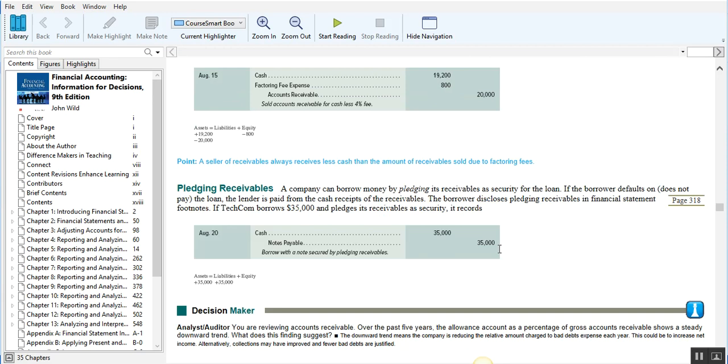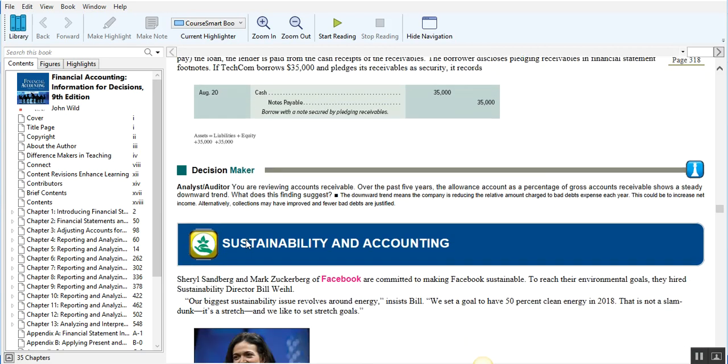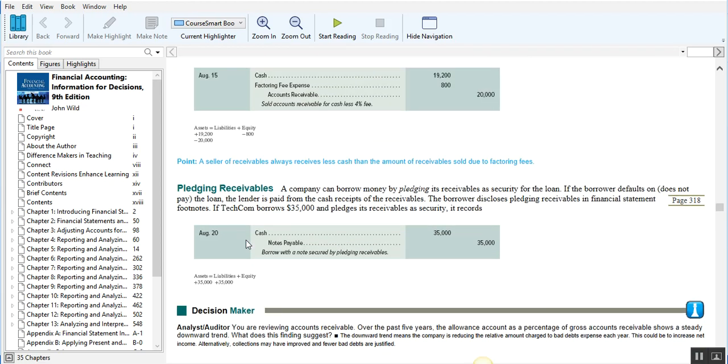You can pledge accounts receivable. Then you can borrow money from a bank and pledge the receivables as collateral. If you do that, the transaction would look like this. You debit cash and credit the notes receivable, and have a note here that you're pledging receivables. You would also disclose the pledged receivables in the financial statement footnotes. So that's really it for Chapter 7.